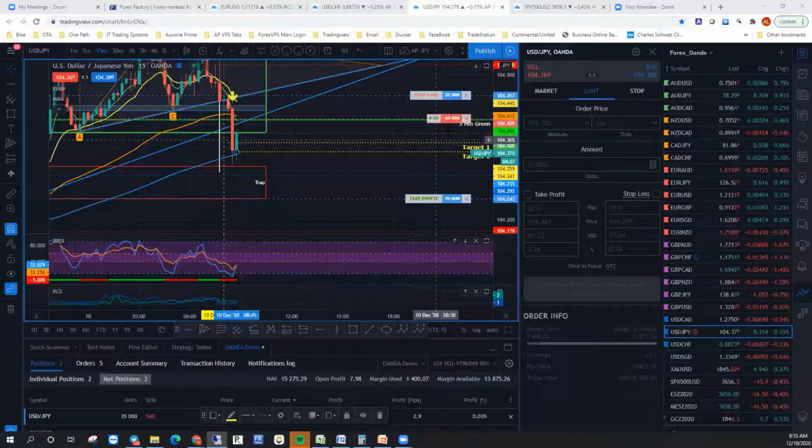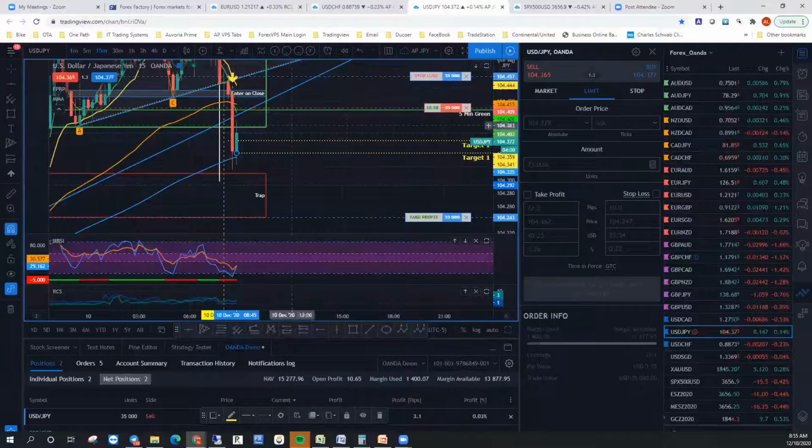And you see this came back all the way back. That's why I like taking my 7 pips. Coming all the way back, you're just about right back to, well, just short of the entry. Yeah.